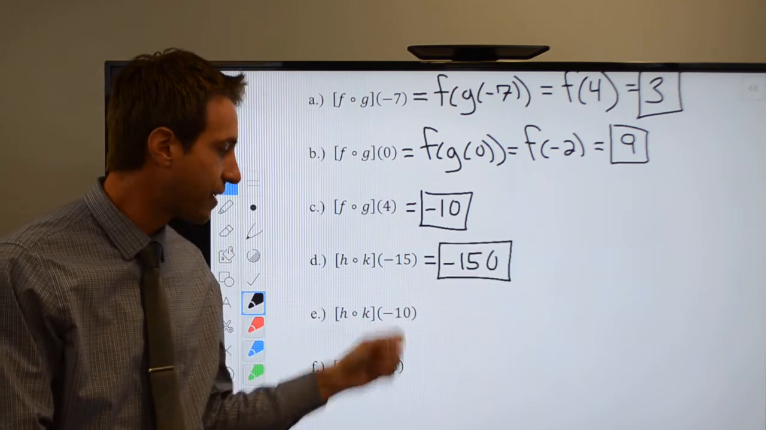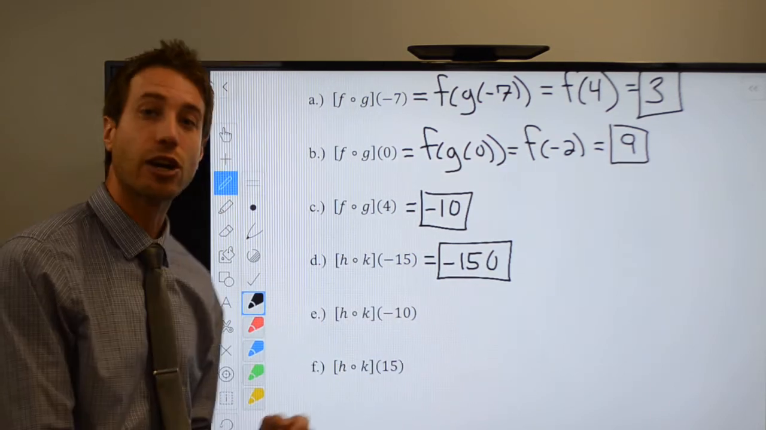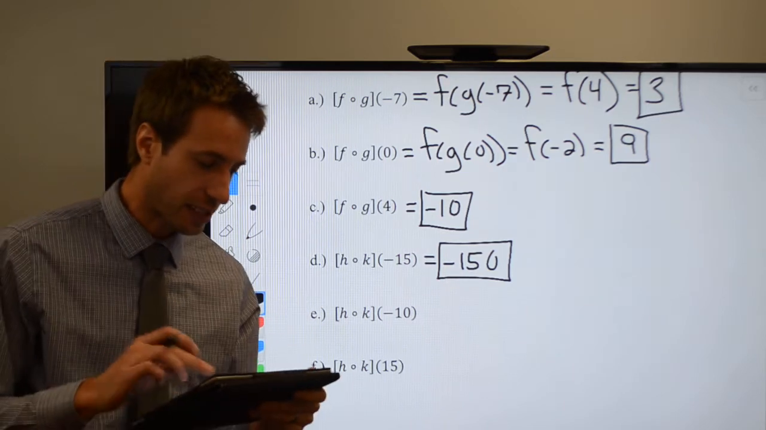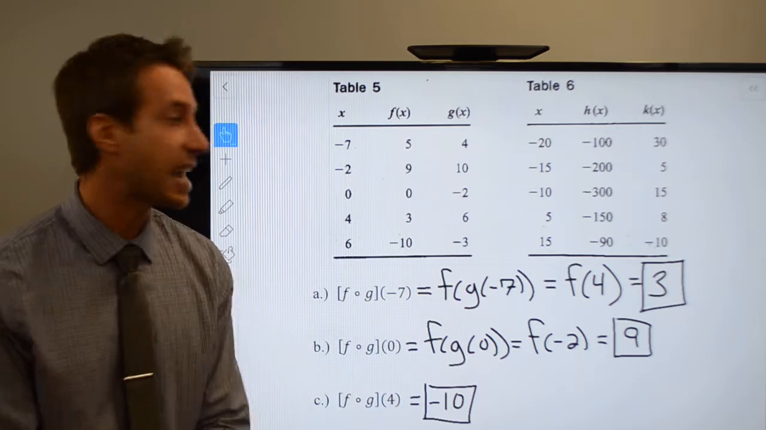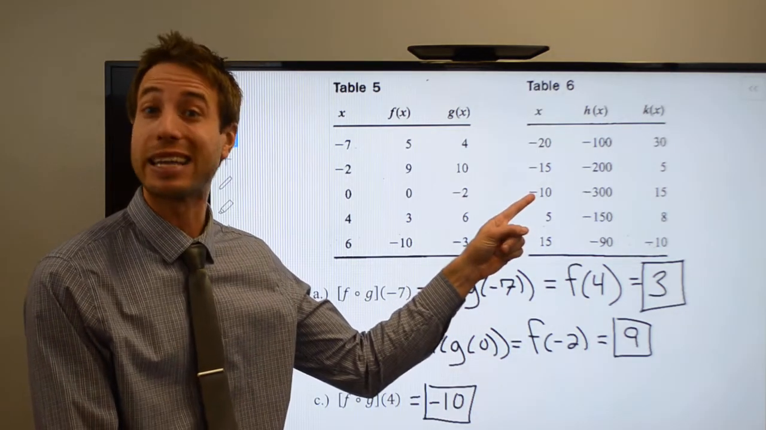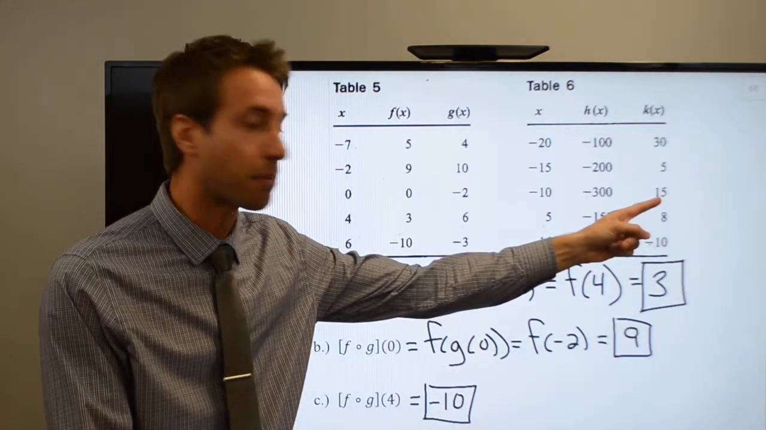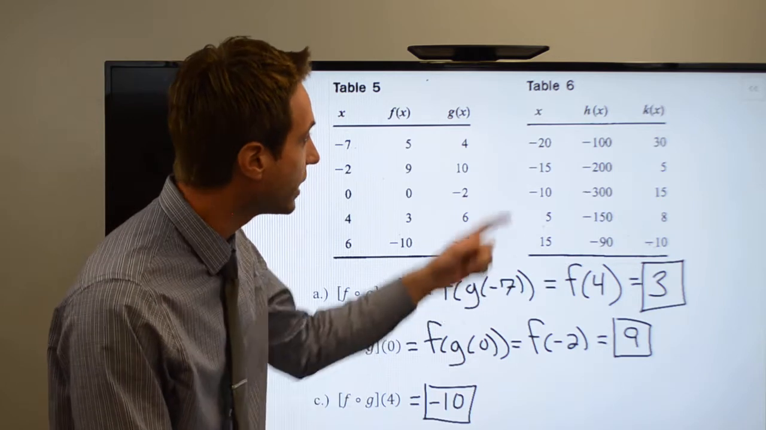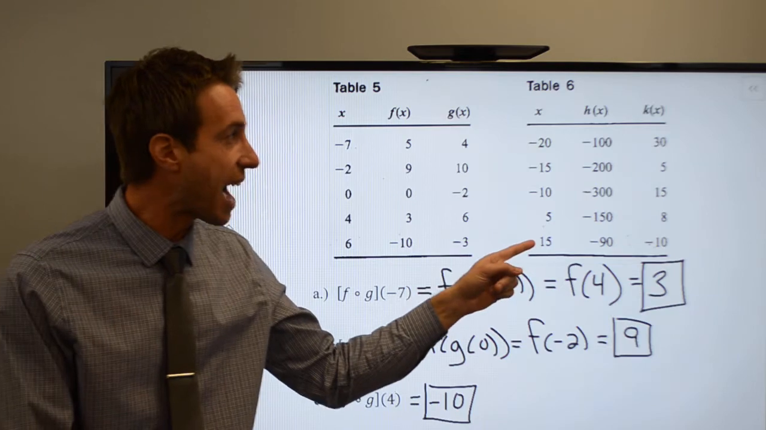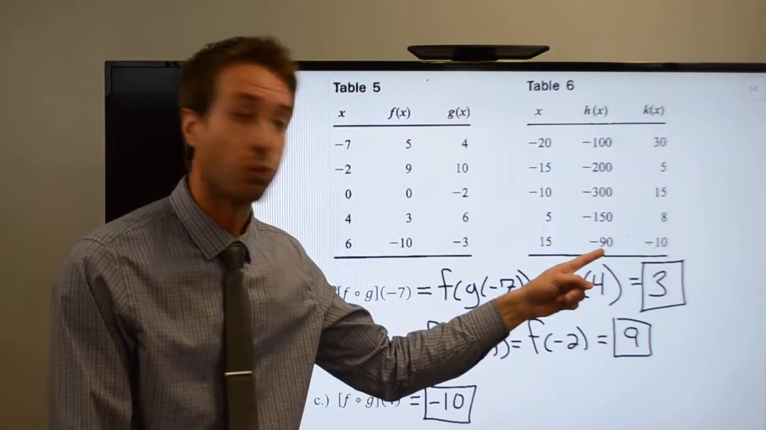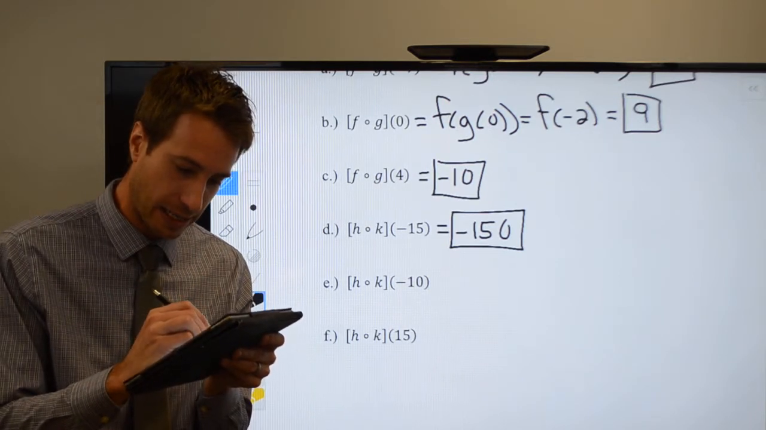Do the next one. h of k of negative 10. So negative 10 is going to go into k. That is then going to go into h. Let's slide on up here and see what we've got. My domain value, my x value is a negative 10. So I start with negative 10 and I go to k first. Negative 10 goes into k. It's a 15. That's my new domain value. So I need to find 15. There it is. There's my 15. And that now goes to h, which is a minus 90. So this guy's going to be equal to a minus 90.